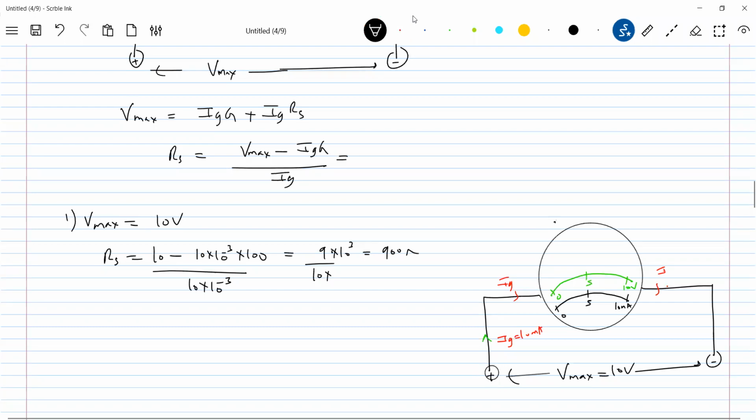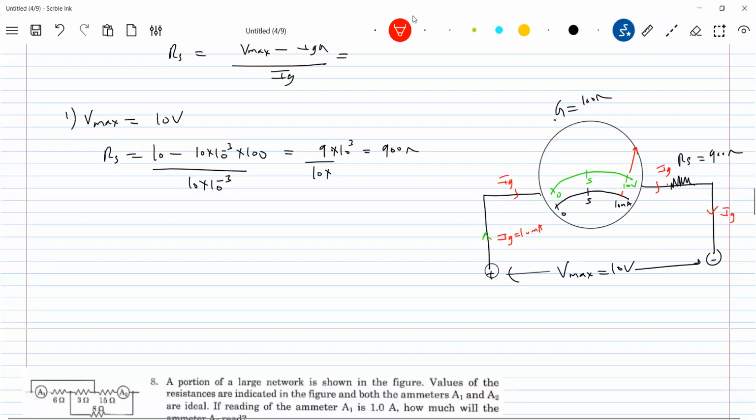One resistance in series. What is the value of G? We assumed it to be 100 ohm. And what is the value of this? 900 ohm I connected. Then the Ig value will flow. Then where is the pointer? The pointer will be pointing at 10 volt. If I apply 5 volt, what conditions will arise? The same thing. We designed this for 10 volt, and I apply 5 volt.